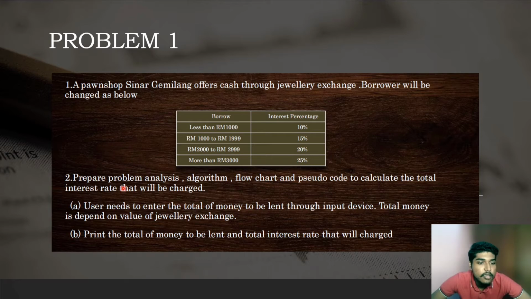Question 2 asks us to prepare the problem analysis, algorithm, flowchart and pseudocode to calculate the total interest rate that will be charged. 2a asks that a user needs to enter the total money to be lent through an input device. Total money depends on the value of the jewelry exchange. And 2b asks us to print the total money to be lent and the total interest rate that will be charged. The problem analysis, algorithm, flowchart and pseudocode will be explained by my teammate, Lugendran. So Lugendran will be taking over the presentation.